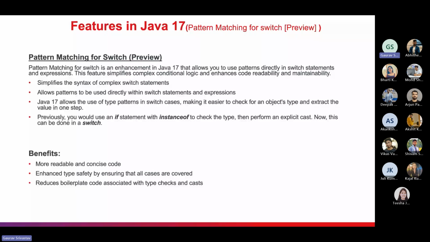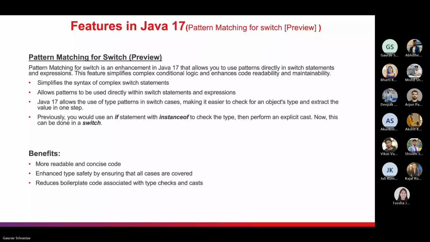Pattern matching for switch is an enhancement in Java 17 that allows you to use patterns directly in switch statements and expressions. This feature simplifies complex conditional logic and enhances code readability and maintainability. Obviously, the benefits are more readable and concise code, enhanced type safety by ensuring that all cases are covered, and reduced boilerplate code associated with type checks and casts. In the next slide, I also mention how we can define it.